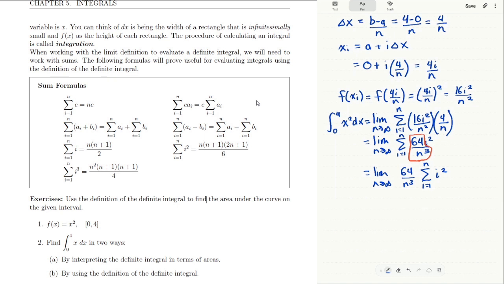So now we can look at the sum from i equals 1 to n of i squared. And this sum is given by this formula. So it is equal to n times (n plus 1) times (2n plus 1), all divided by 6.